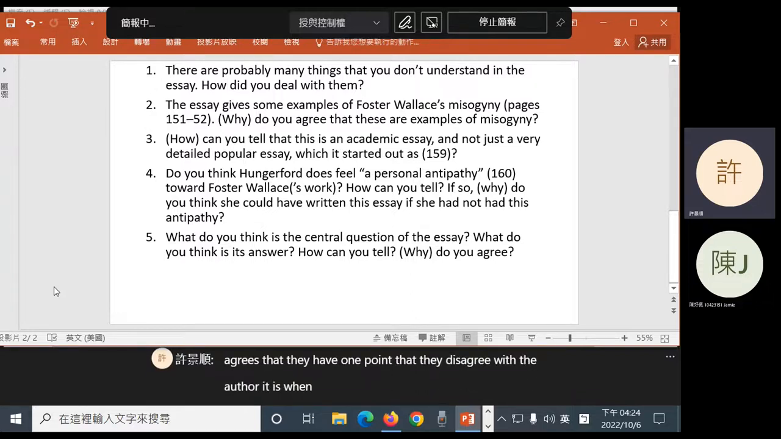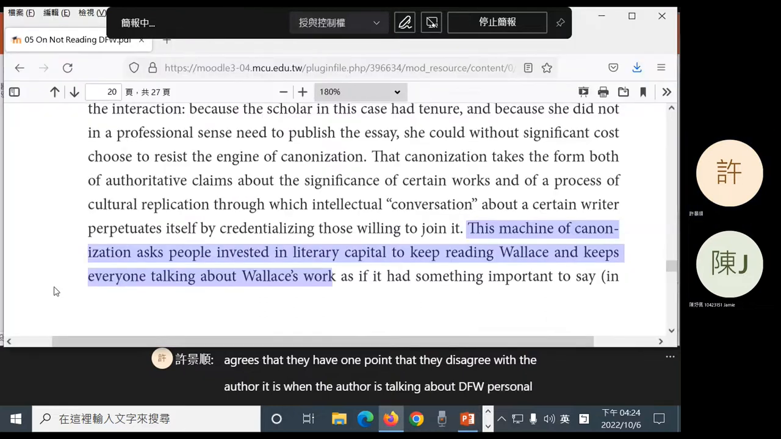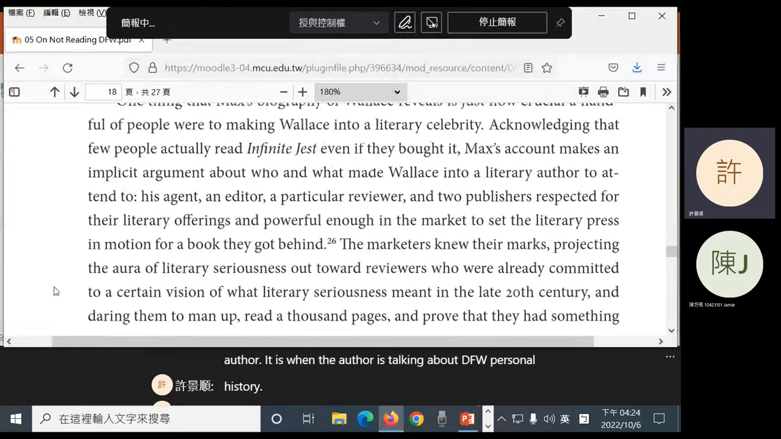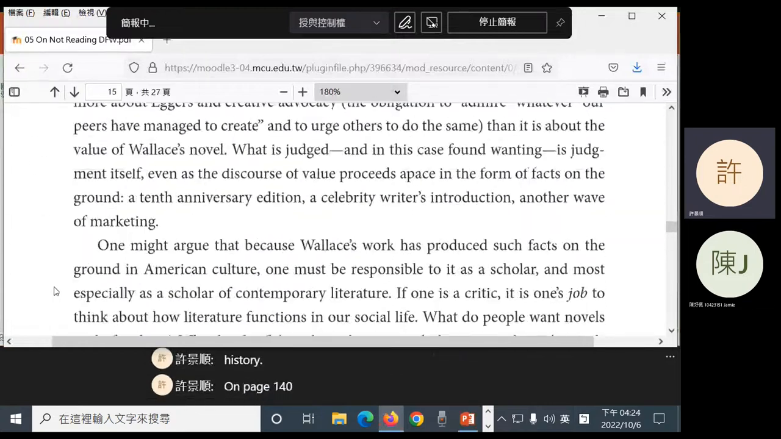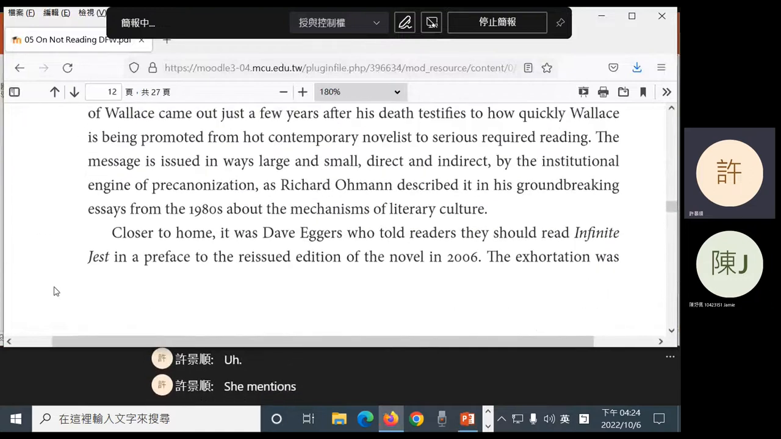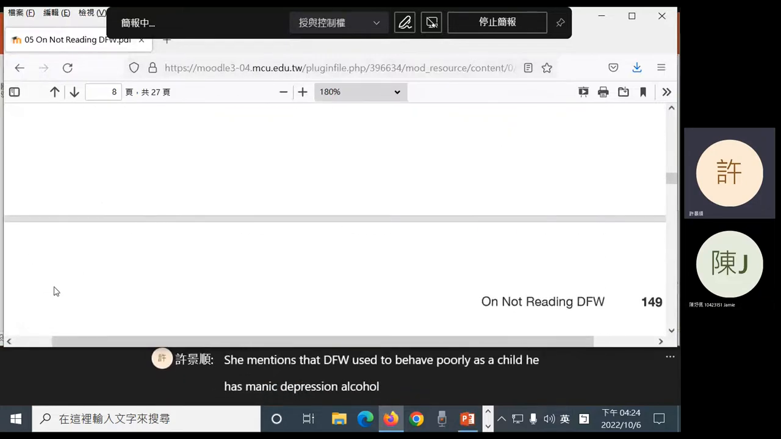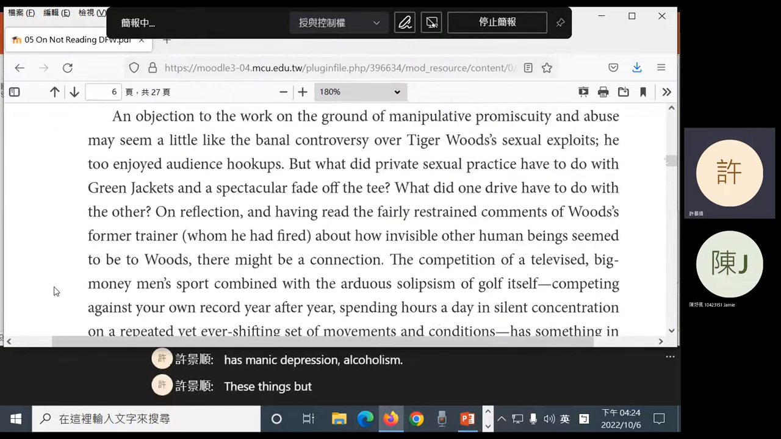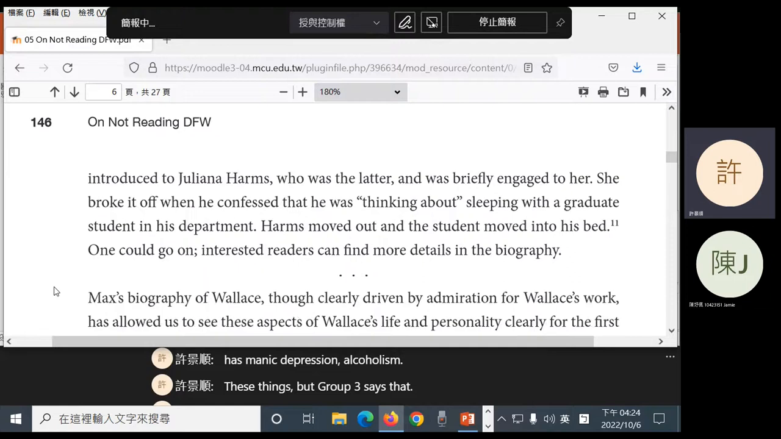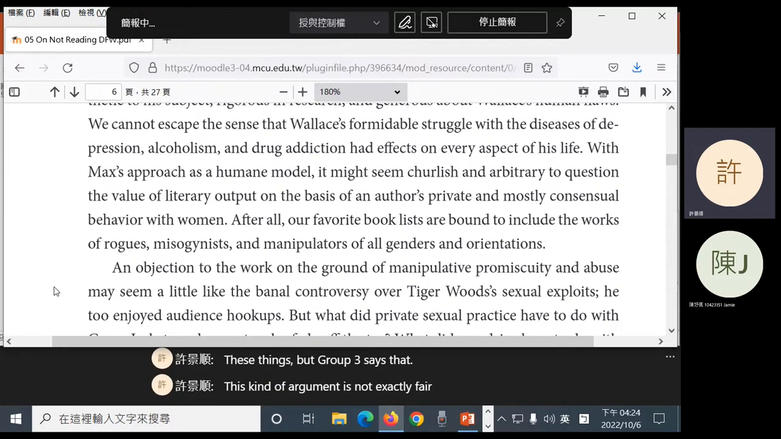It is when the author is talking about DFW's personal history. On page 146, she mentions that DFW used to behave poorly as a child. He has manic depression, alcoholism, these things. But group three says that this kind of argument is not exactly fair, because we know that the author is a woman. And so we kind of expect that maybe she would react worse to poor behavior against women, or maybe she would highlight more of that behavior.